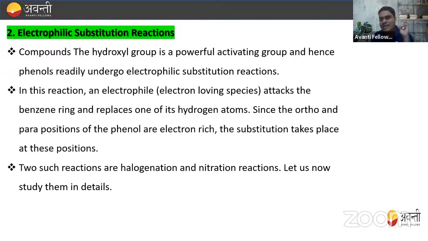They are also known as electron deficient compounds. That's why they have positive charge. Right. So whenever we talk about the electrophile, they're always having positive charge. They show that they're having deficiency of electron.